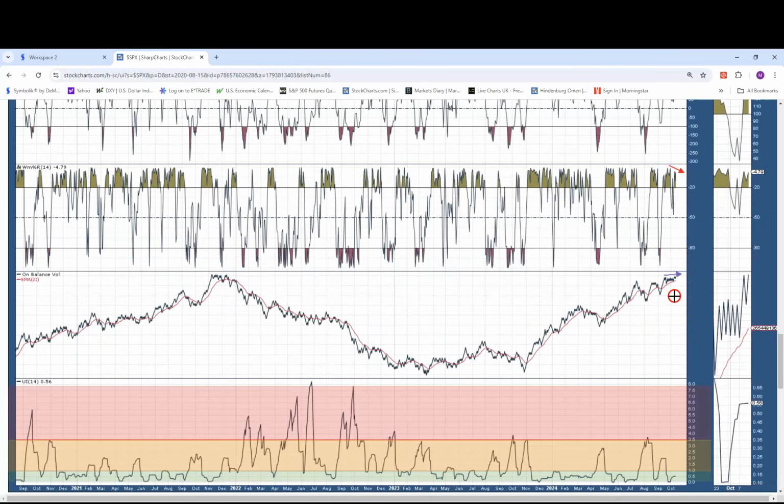On balance volume had a spike up after mumbling around for a while, and the Ulcer Index is going sideways below positive 1, so we're in good shape there. No Malox moments yet.